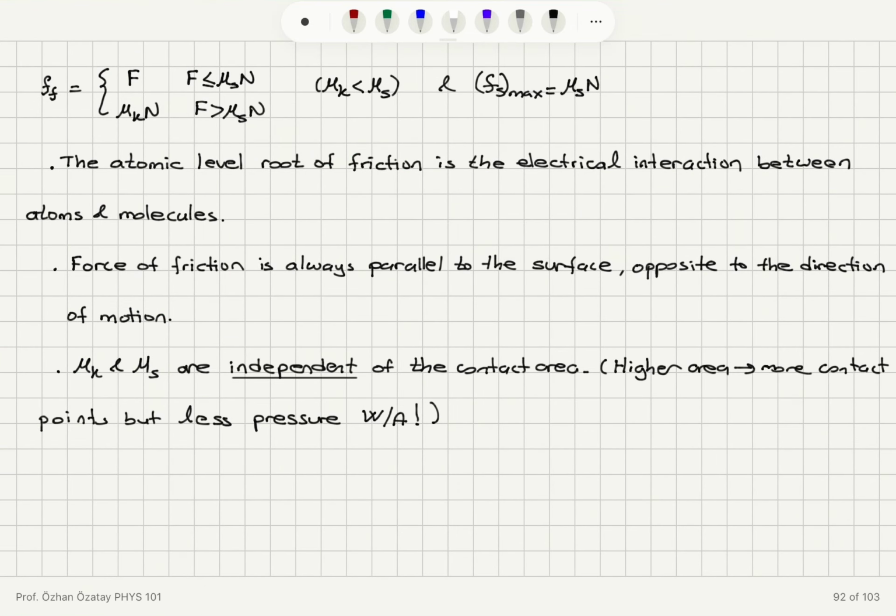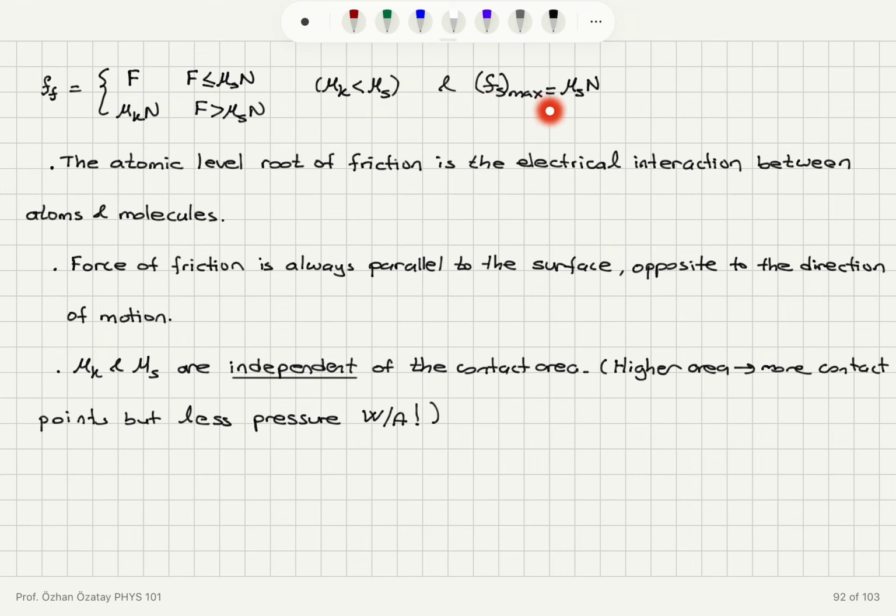Okay, so we can write this as force of friction is equal to the force F for F less than or equal to mu s times n. It's mu k times n for F greater than mu s times n. So this is the kinetic case, this is the static case. And coefficient of kinetic friction is less than coefficient of static friction, and static friction has a maximum value mu s times n. So what causes this friction?